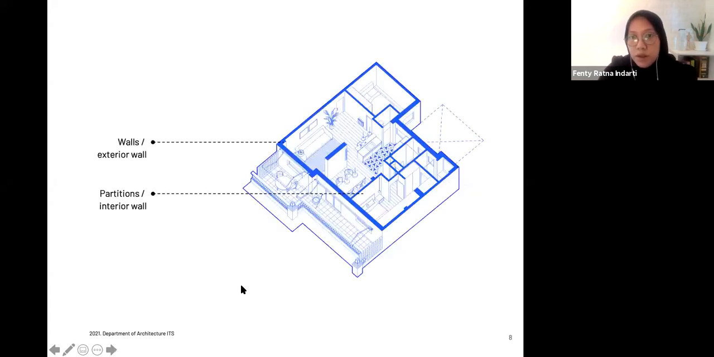This is an example of an axonometric drawing from a plan. As you can see here, there are two types of walls based on their location.